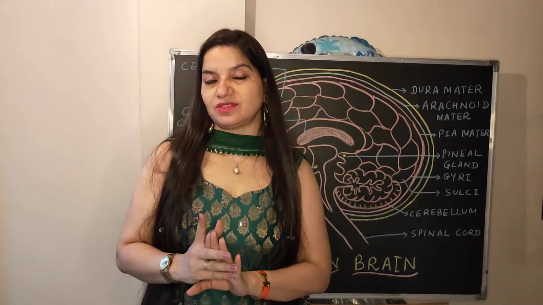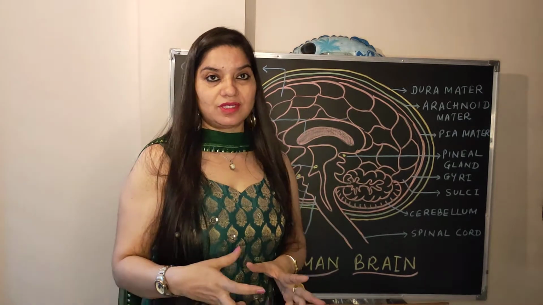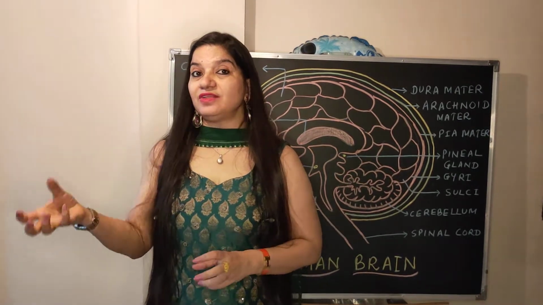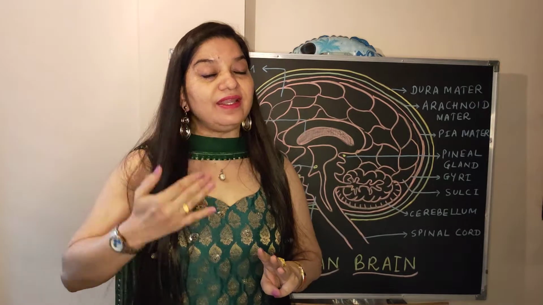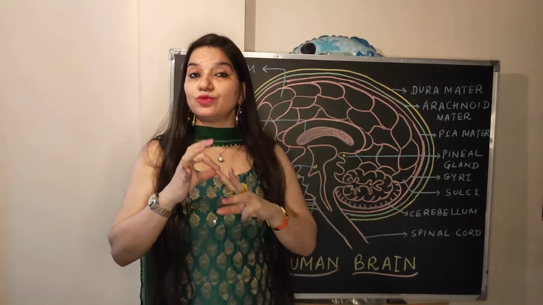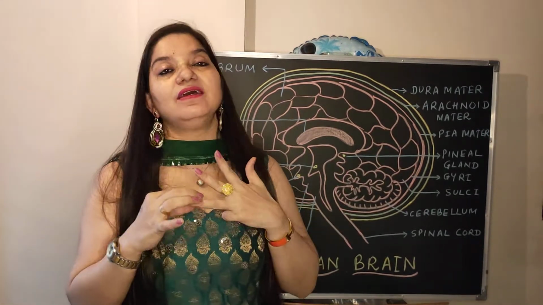One mark, very important. Name the protective covering of the brain. It is the meninges. Name the viral infection of these meninges. It is meningitis. The meninges is divided into three layers. The outermost layer is known as dura mater, the middle layer is known as arachnoid mater, and the innermost layer is known as pia mater.